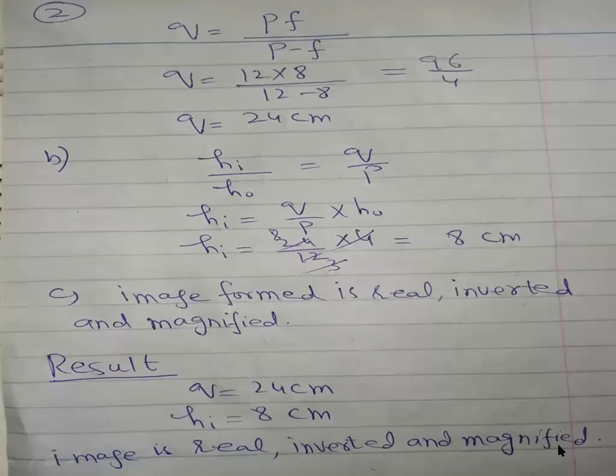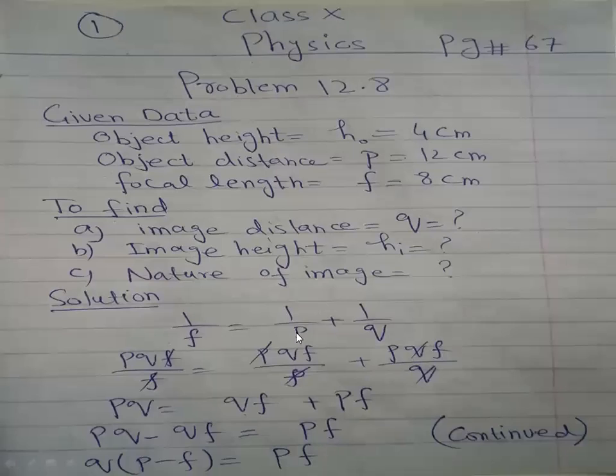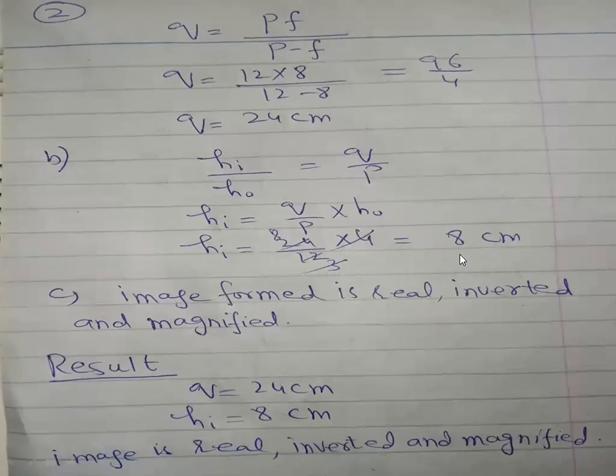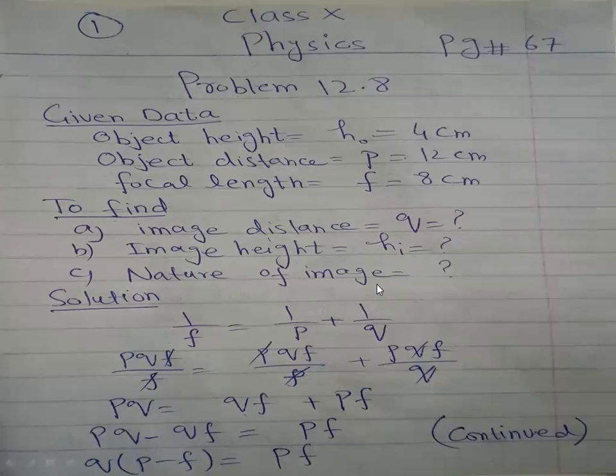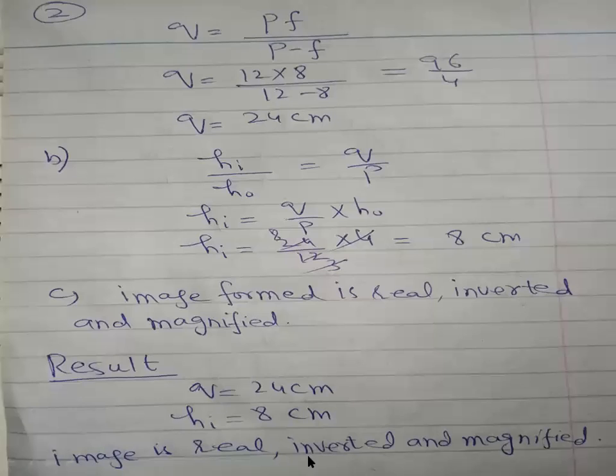So in this numerical, three things were required. Image distance Q, I found 24 centimeters. Image height, I just found is 8 centimeters. And the one more thing required here is the nature of the image, which is real, inverted, and magnified. So I found three things: Q, HI, and the nature of the image. Q is 24 centimeters, the height of the image is 8 centimeters, and my image will be real, inverted, and magnified.